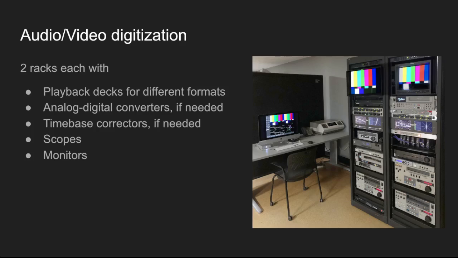This is an image of a common kind of setup. You get a rack. That rack has multiple kinds of playback decks for different formats. You have analog to digital converters because you have analog media that needs to be converted to a digital format. You have time-based correctors, which you can ask the people that run that more. I just know that I've seen them talked about a lot. You have scopes, you have monitors, all these things to make sure that the process of digitization is going well.